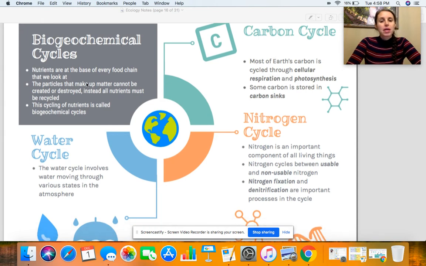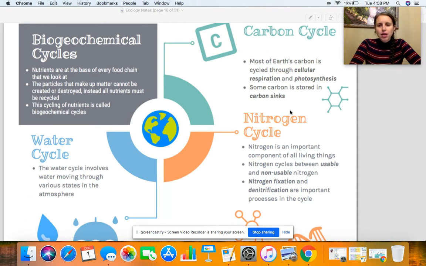The particles that make up matter cannot be created or destroyed. So that means that if you don't recycle these nutrients, we're going to run out. You can't create new nitrogen, you can't create new carbon. So we actually have to recycle these nutrients throughout the environment to make sure that we have enough to sustain ourselves. So what we're going to be looking at in this video is the carbon cycle. And then in another video, we're going to look at the nitrogen cycle. And you're going to be responsible for reading about the water cycle yourself.